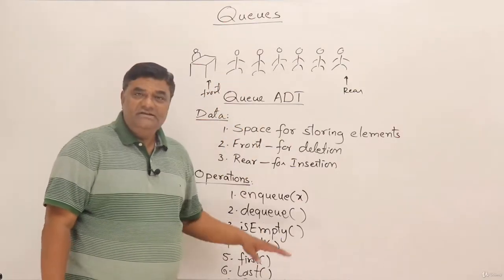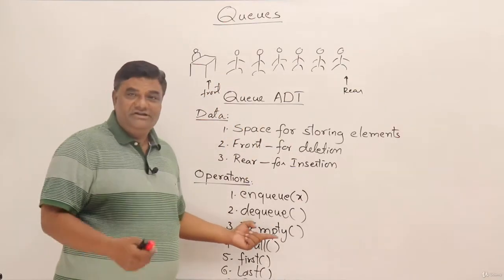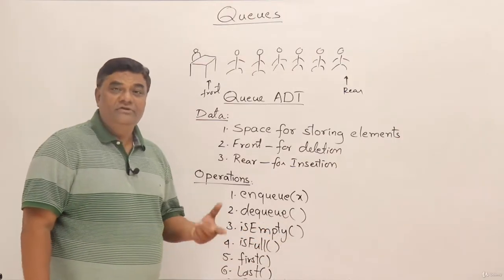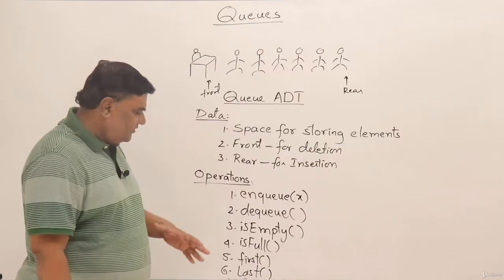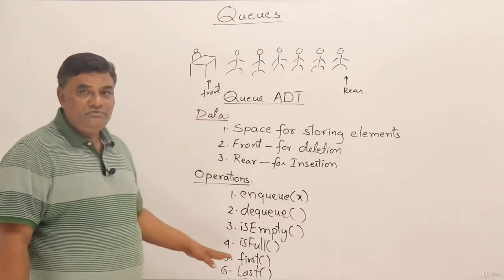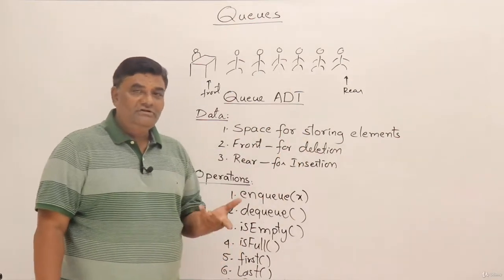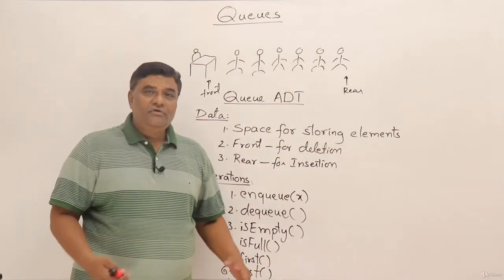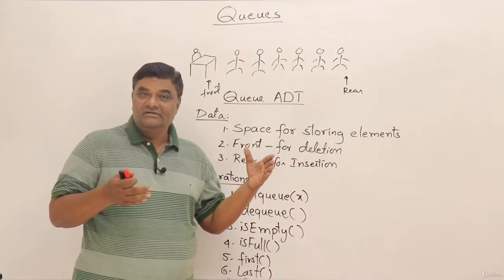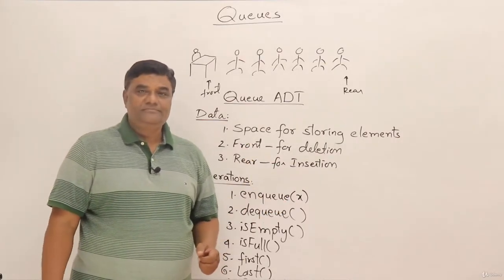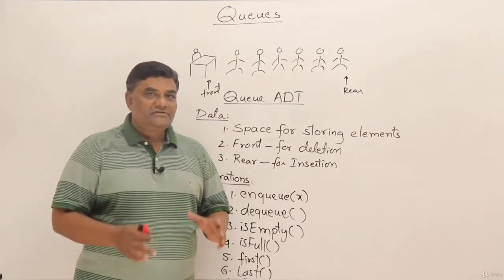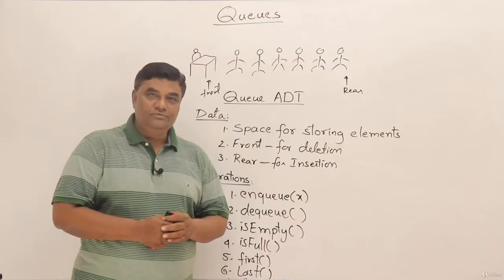Then there are other simple functions like isEmpty, checking whether the queue is empty or not, and isFull, whether the queue is full or not. Then if you want, you can write other functions also, knowing what is the first element in the queue, knowing what is the last element in the queue. You can add them. And you can write more functions like displaying a queue or counting the number of elements in a queue. These types of operations are your choice as per your requirement. So this is the ADT of a queue.